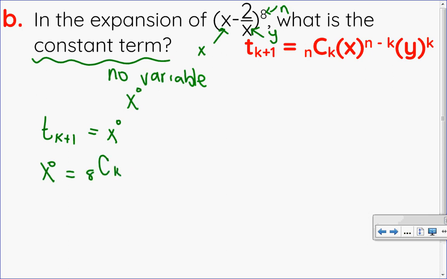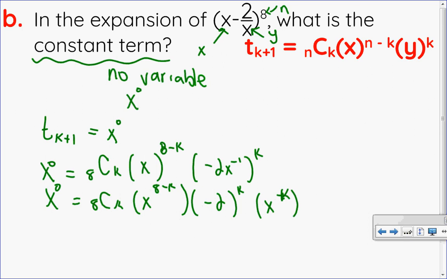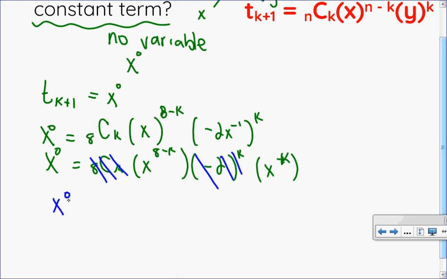So 8ck times my first term to the n minus k, second term to the k. So I have x to the exponent of 0 equals, let's again separate anything out with a number. So this is x to the 8 minus k, and then negative 2 to the k, and x to the negative k. So to figure out what k is, again, we want to focus on just the variables. So I'll just get rid of anything that has just a number in it. So I have x exponent 0 equals x to the 8 minus k times x to the negative k.